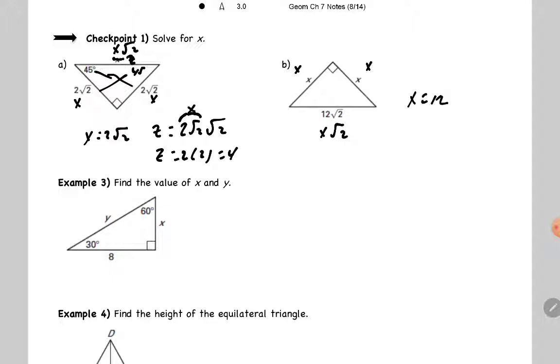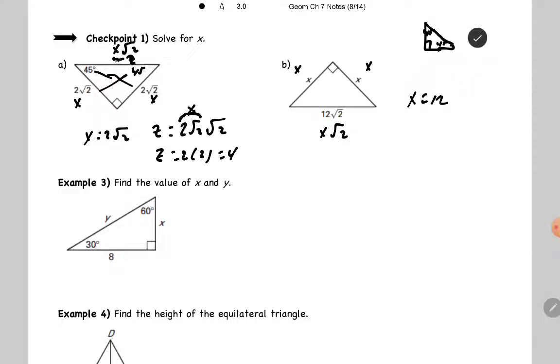Now you need to do some of these until you get used to the idea, but again, when you have a 45, 45 degree triangle, if this is x, this is x, this is x times the square root of 2. So if I told you, so this is 45, this is 45, this is 90, if I told you this was 3, that means the other leg has to be 3, and then the hypotenuse is that 3 times square root of 2. Alright? So that's what that pattern is all about.